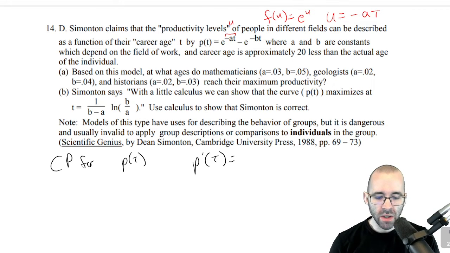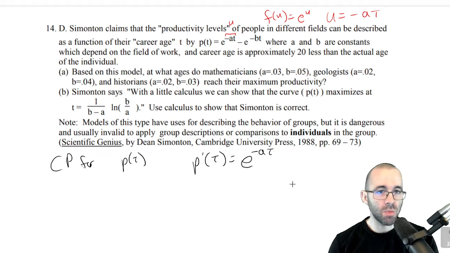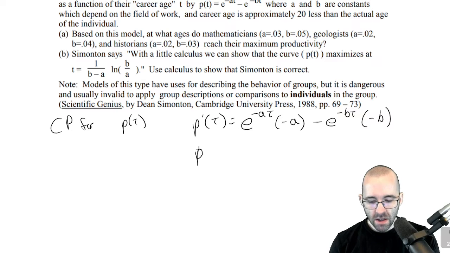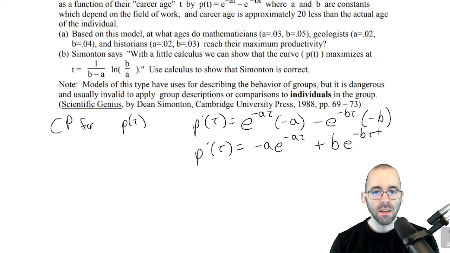The derivative of this first one should be e to the u times u prime, right? It's f prime times u prime. F prime is e to the u. U prime is just negative a. And similarly for the next one, e to the negative bt times negative b. Same application of the chain rule. Let's simplify this a little bit. This becomes negative a e to the negative at, and now a positive b e to the negative bt.